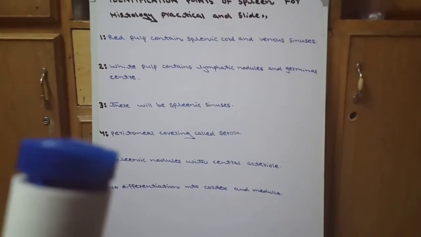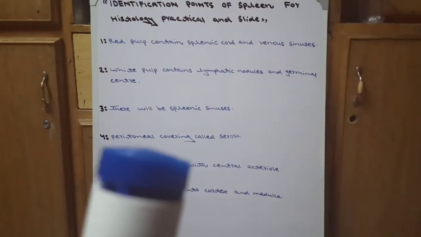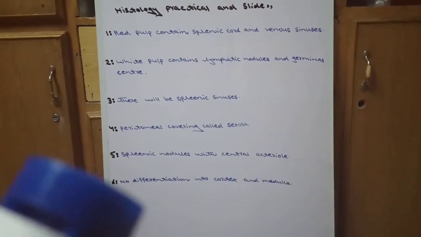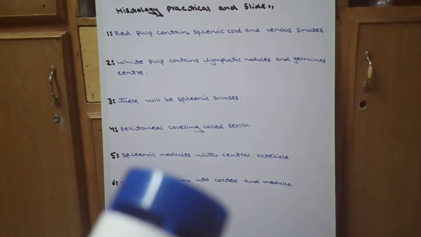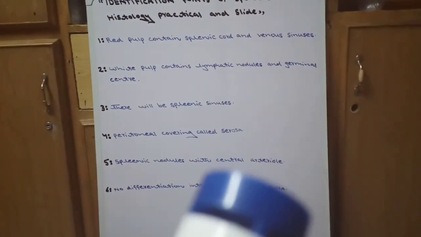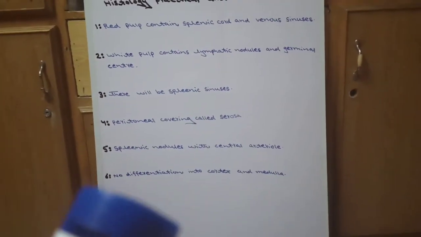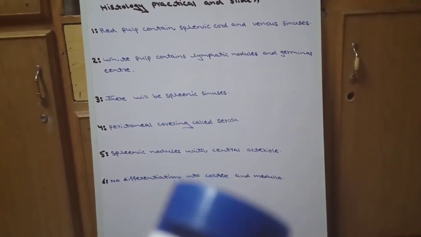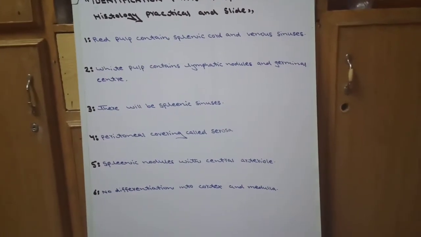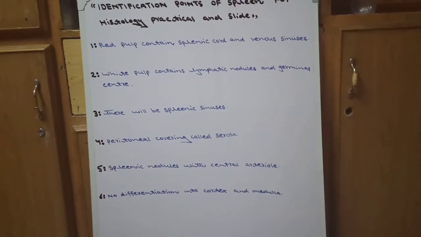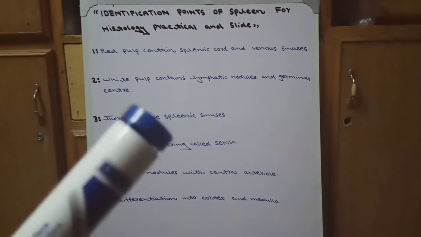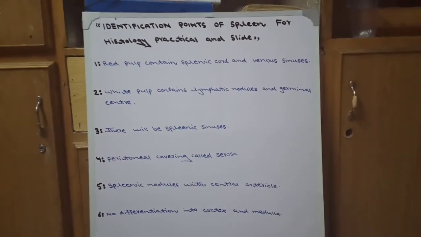And number fourth is peritoneal covering called serosa, which covers the spleen. The fifth is splenic nodules with central arteriole. And the sixth is no differentiation into cortex and medulla. We cannot differentiate into cortex and medulla. These are the 6 identification points of spleen.